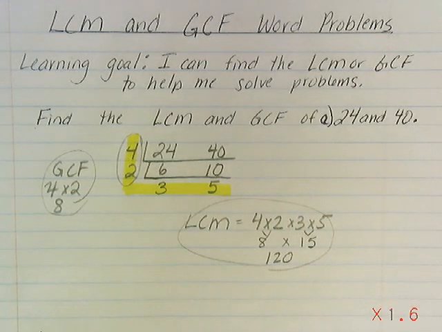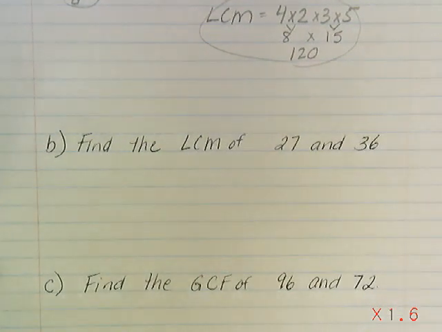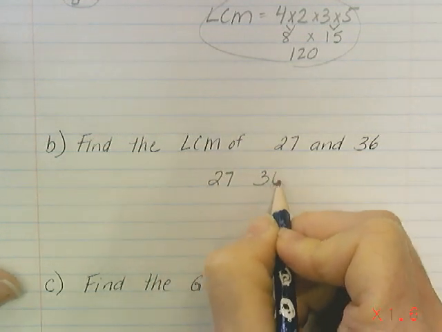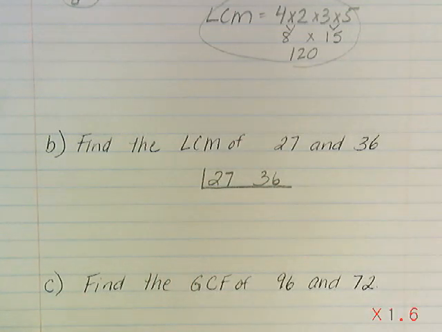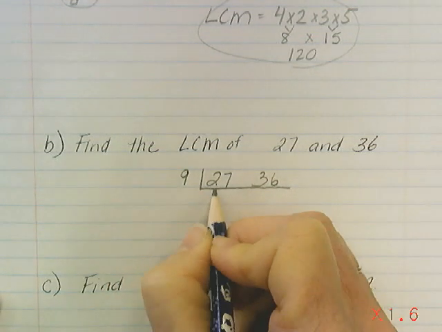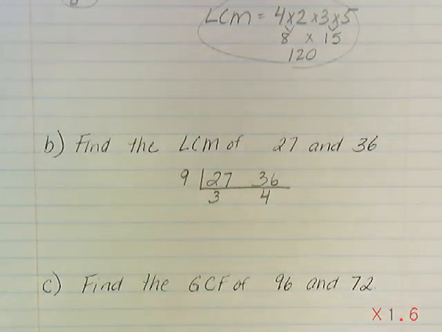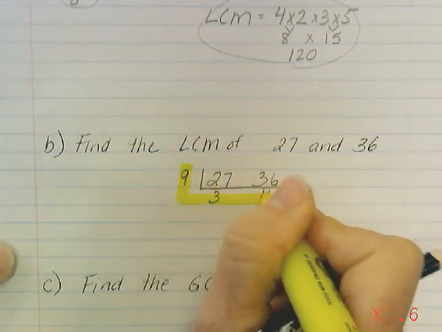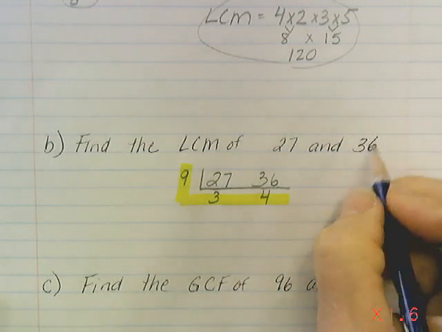Let's do another example. So for B, let's just find the LCM of 27 and 36. So again, I'm going to put them next to each other and set up this upside down long division sign. I know that 9 goes into 27 and 36, so I'll put that on the left-hand side there. 27 divided by 9 is 3. 36 divided by 9 is 4. To find the LCM, we're going to multiply the numbers that are on the outside, so that left side and what we're left with on the bottom. Again, what I highlighted looks like a capital L.